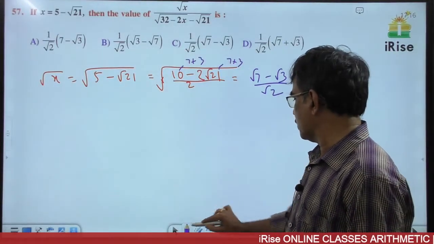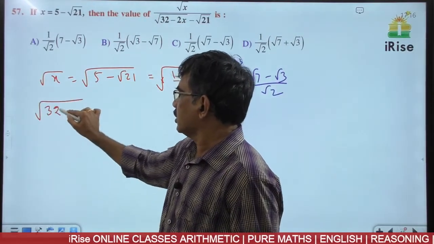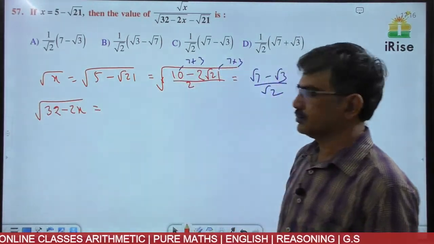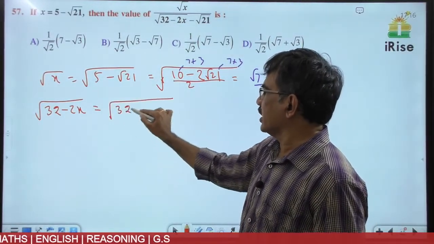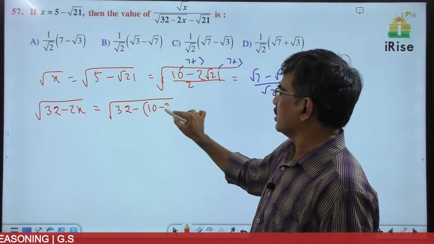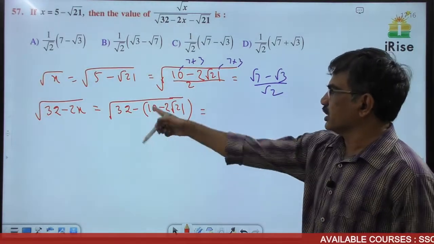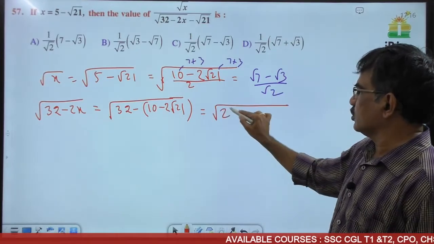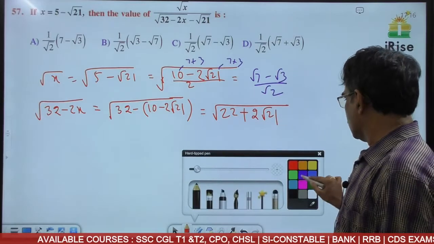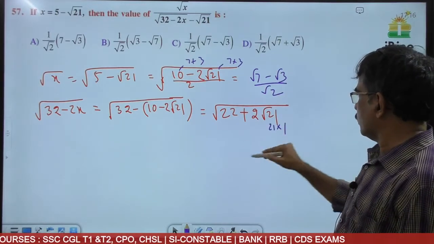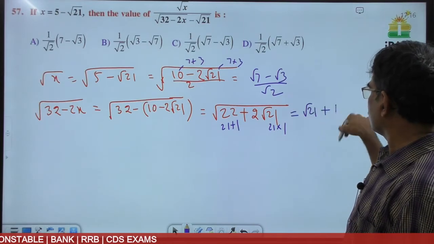Then what is the denominator? The denominator is root of 32 minus 2x. This is nothing but 32 minus 10 plus 2 root 21, which is root of 22 plus 2 root 21. Here this is 21 into 1, this is 21 plus 1, so this can be written as root 21 plus 1.